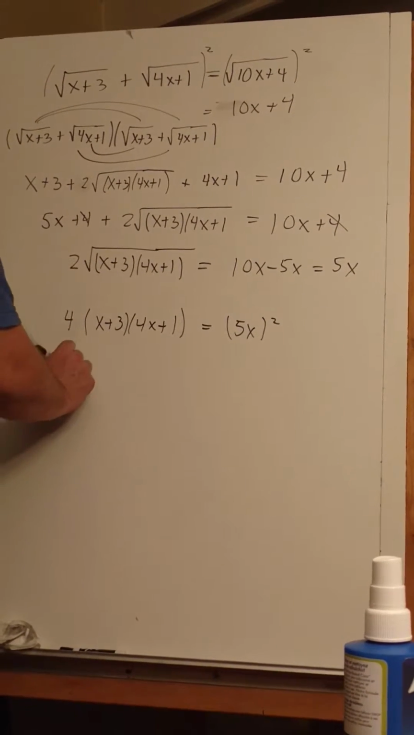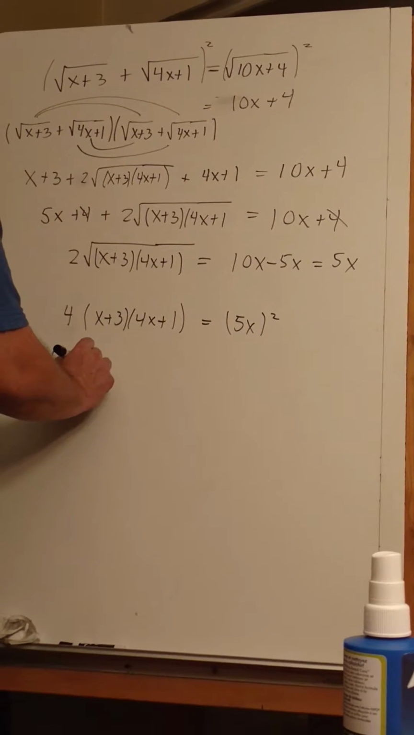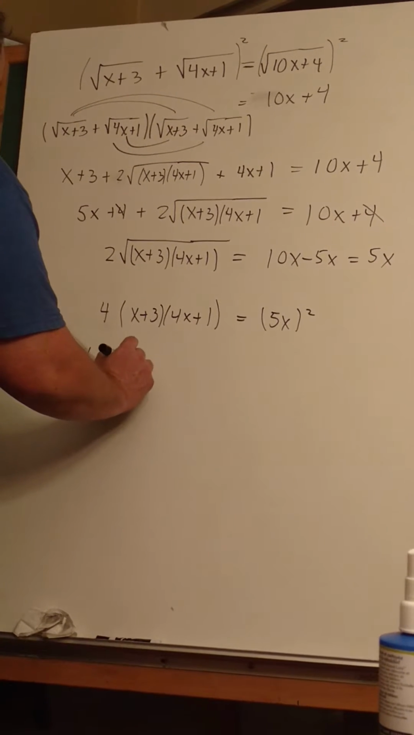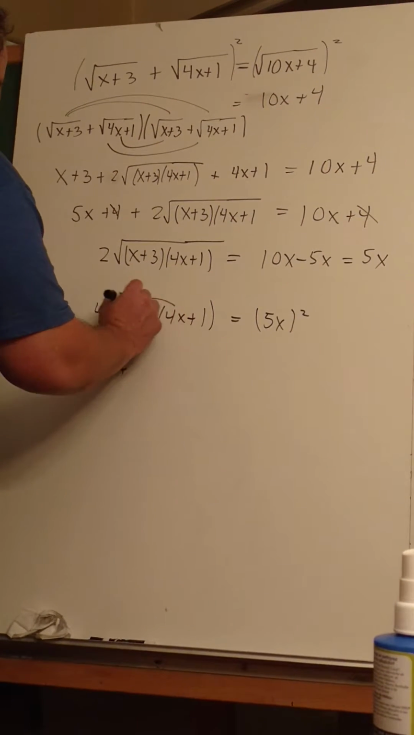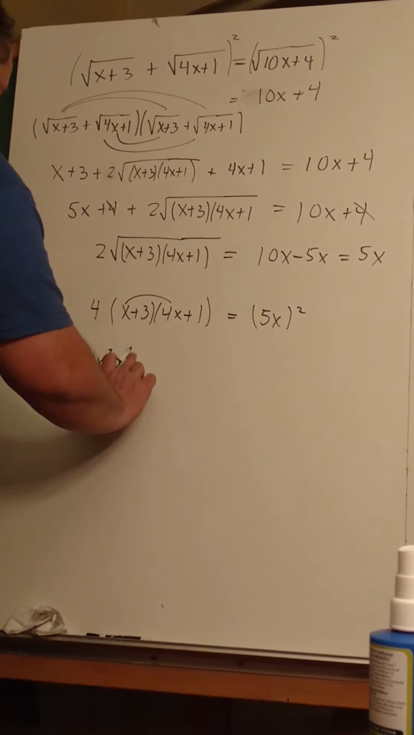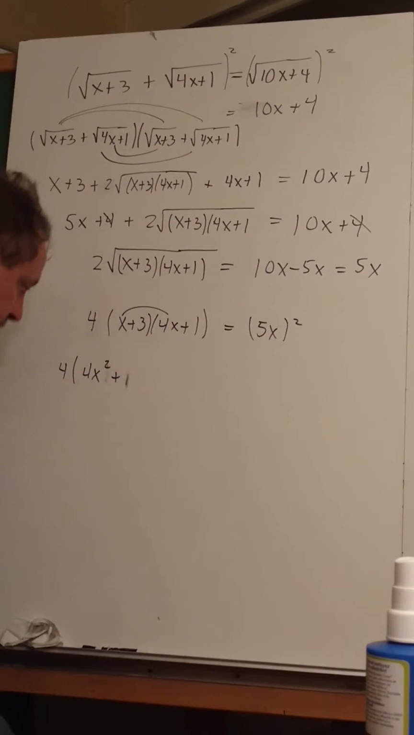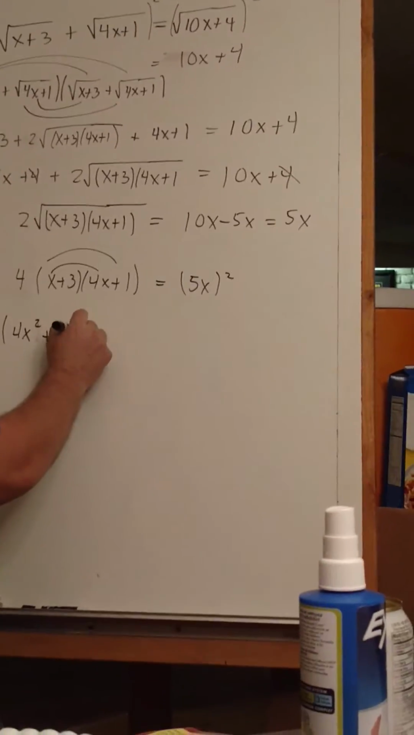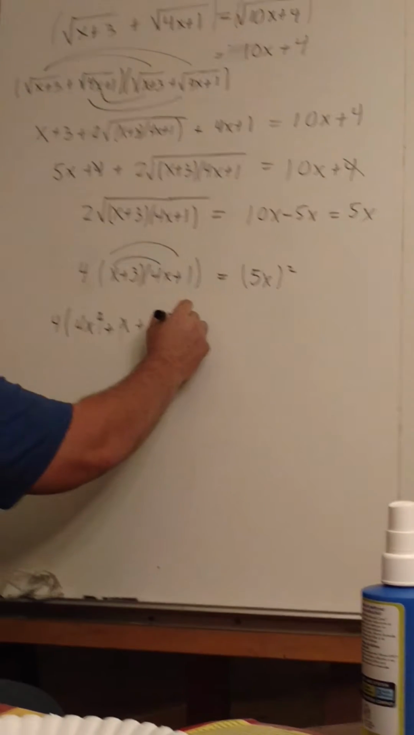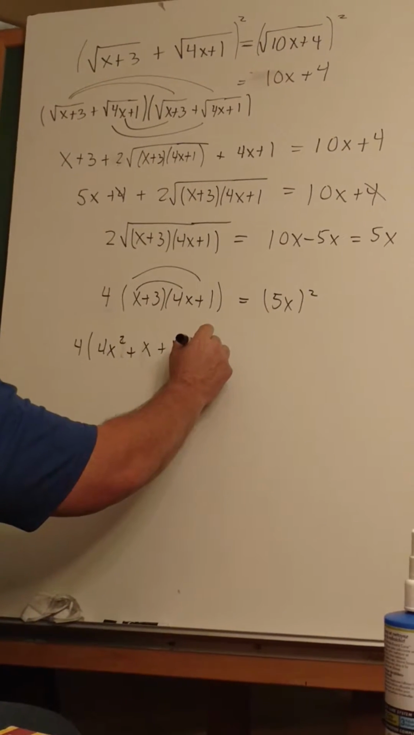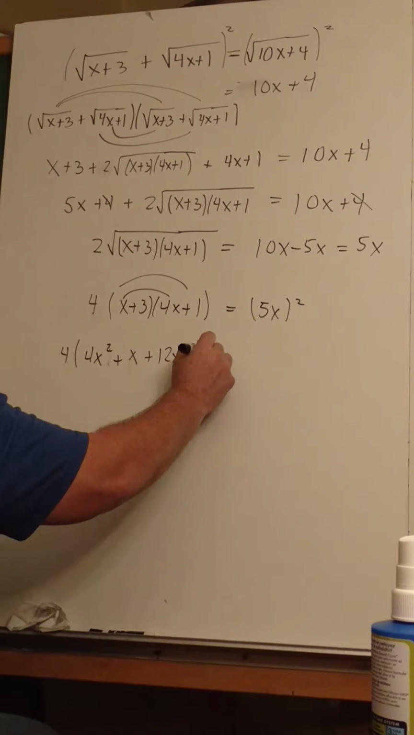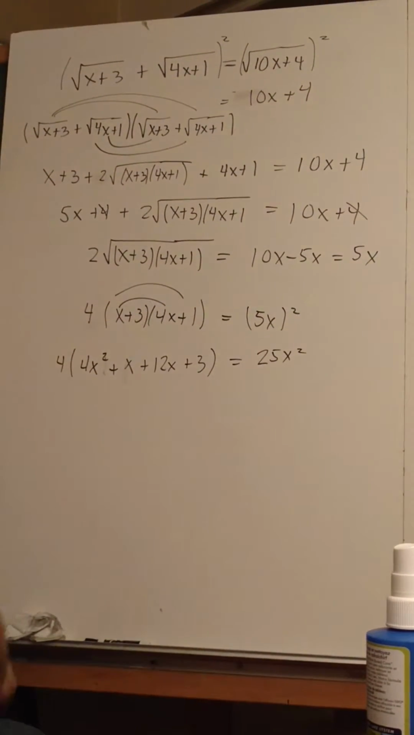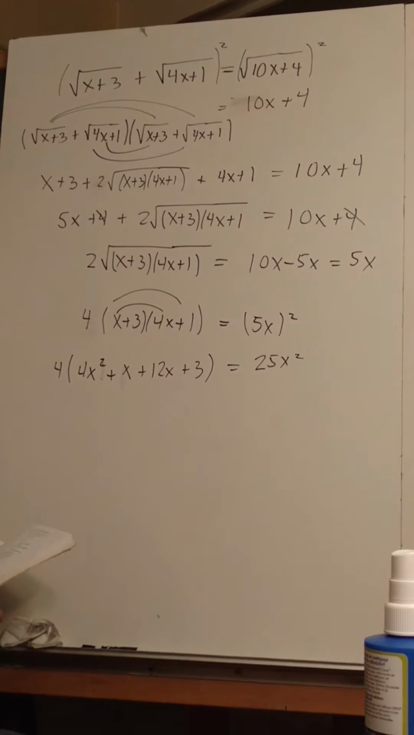We'll leave the 4 here. So 4x squared. I'm sorry, I didn't do that right. 4x squared plus x, right? Plus 12x plus 3 equals 25x squared. Okay, everyone follow me? Yeah.